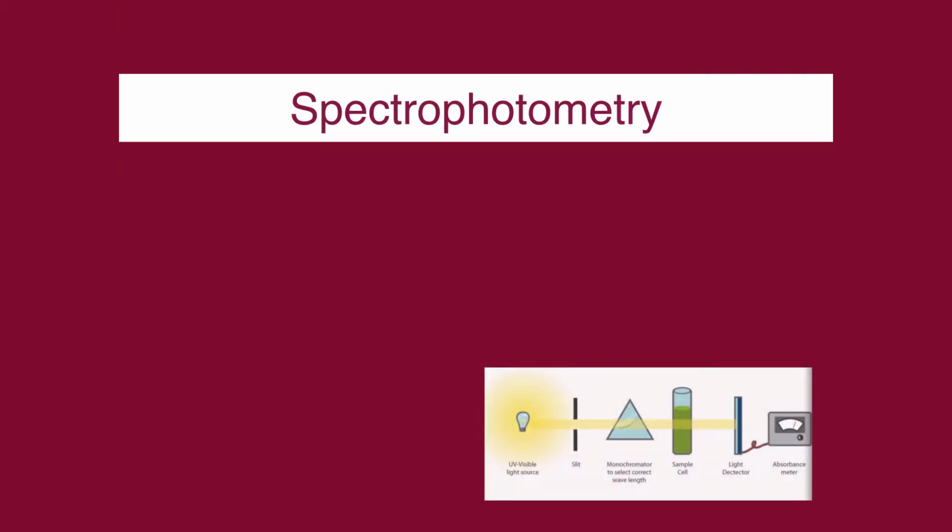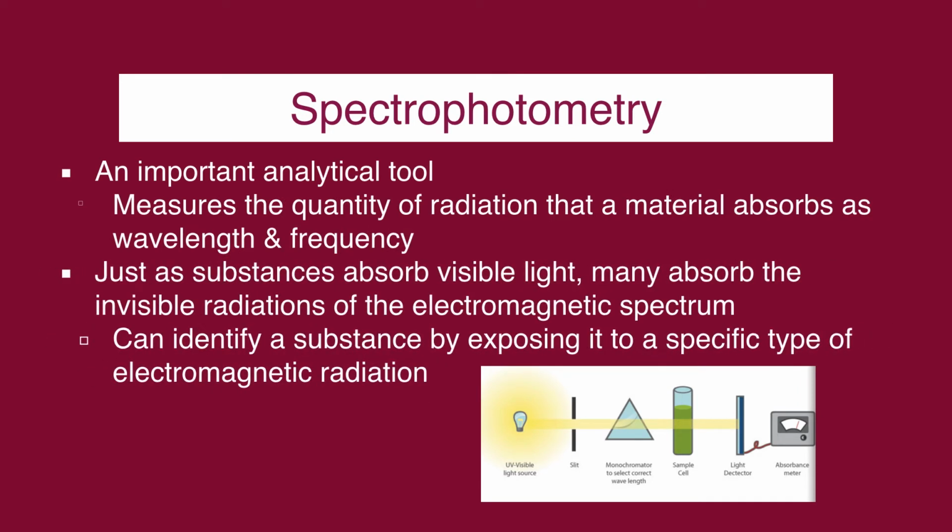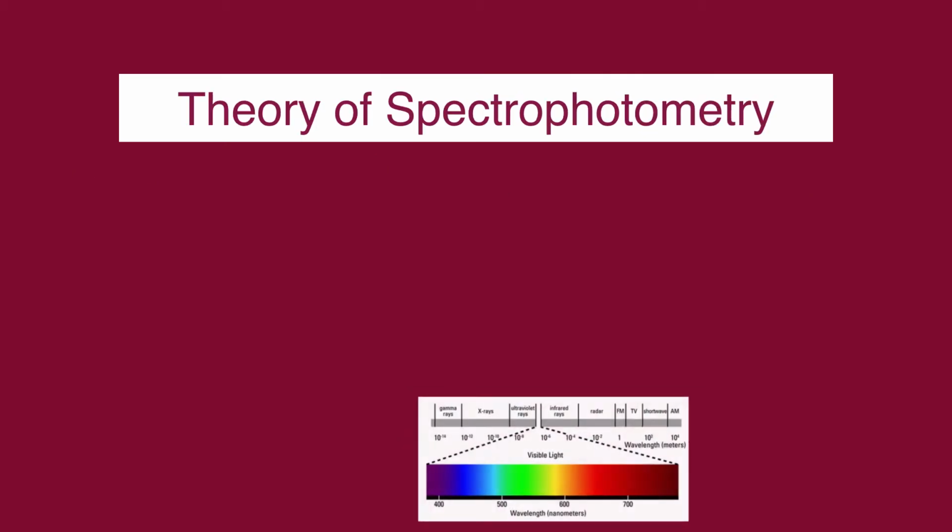Spectrophotometry. So spectrophotometry is an important analytical tool. It measures the quantity of radiation that a material absorbs as either wavelengths or as wavelengths and frequencies. Just as substances absorb light or visible light, many also absorb invisible radiations of electromagnetic spectrums. They can identify a substance by exposing it to a specific type of electromagnetic radiation to identify it.